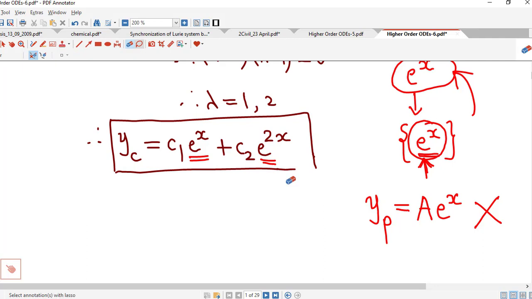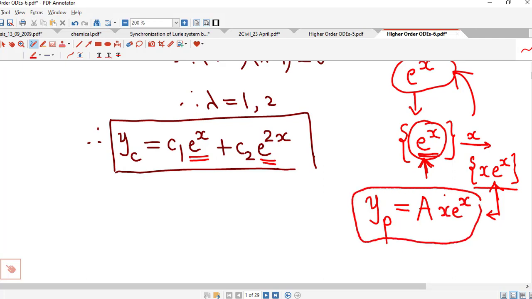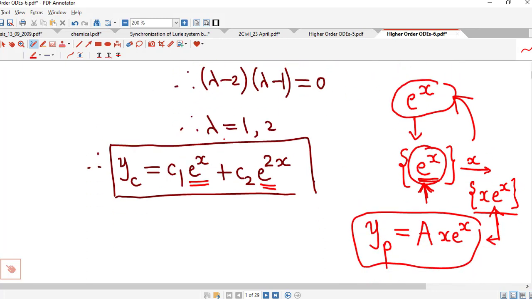So we have to modify this choice, and for modification we multiply this family by x. So we have x into e raised to x, and we consider this modified family for the choice of particular integral. So we consider a linear combination of this x into e raised to x. So this will be the correct choice for the particular solution of the given non-homogeneous equation. So this is the modification rule.